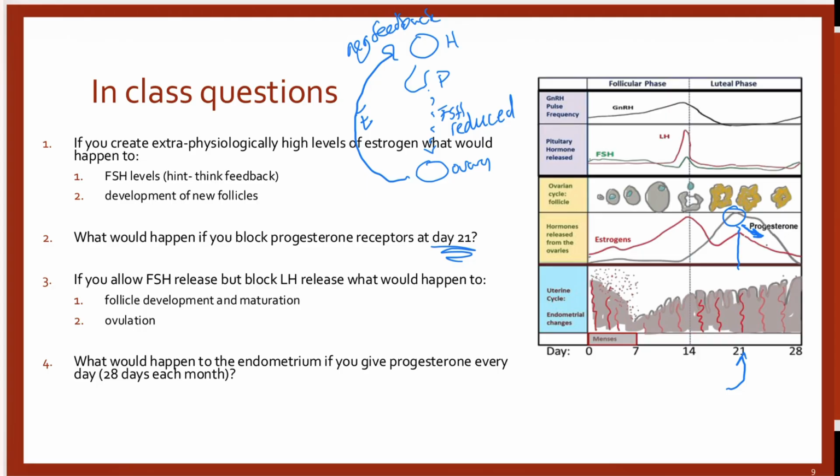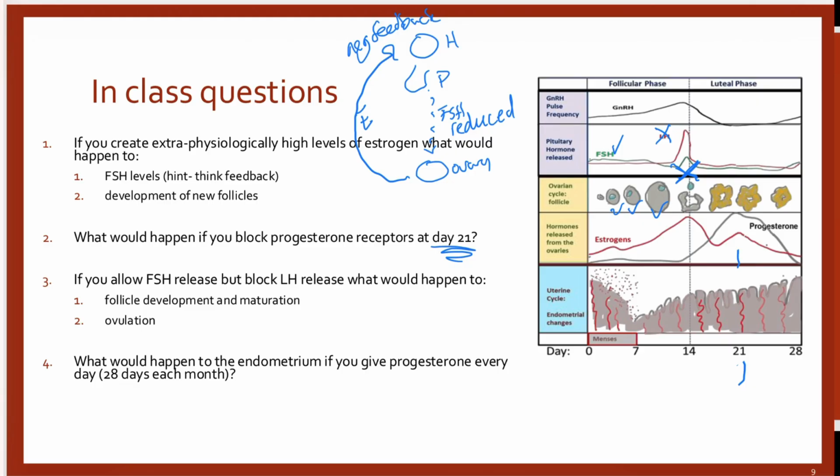If you allowed FSH to release but blocked LH, what's going to happen in your follicles? They're going to develop. That's fine. But what aren't they going to do? Ovulate. Right. So they're not going to ovulate.